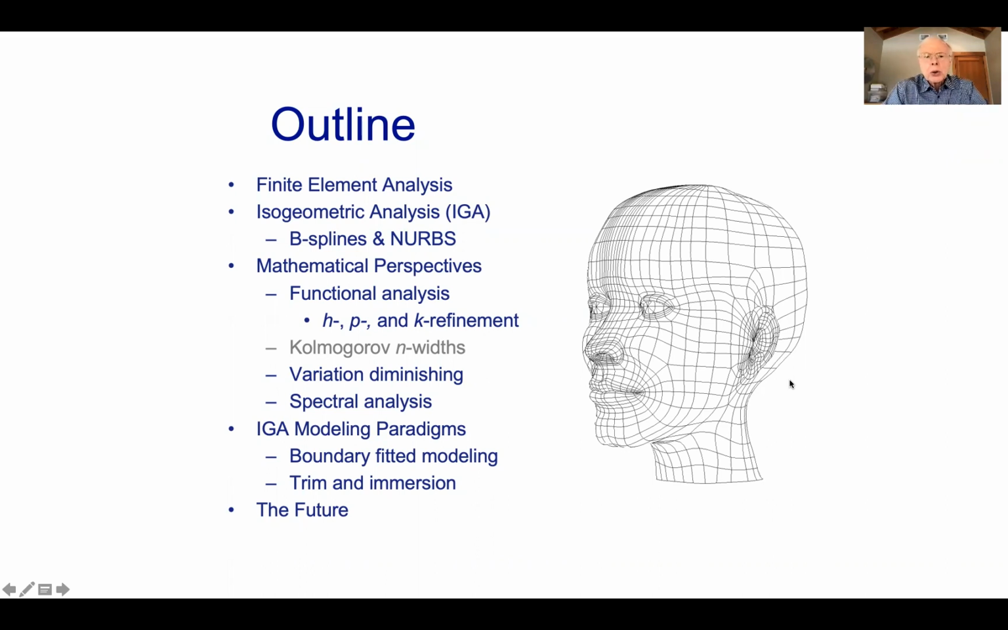Then I'll go through a tutorial on basic technologies like B-splines and NURBS. There are more advanced technologies, but I won't talk too much about that. Maybe just show an example or so. Then talk about ways of getting our arms around the mathematical properties, functional analysis, mesh refinement techniques, H refinement, polynomial refinement on a fixed mesh, combinations thereof, and then the new secret weapon of isogeometric analysis, K refinement.